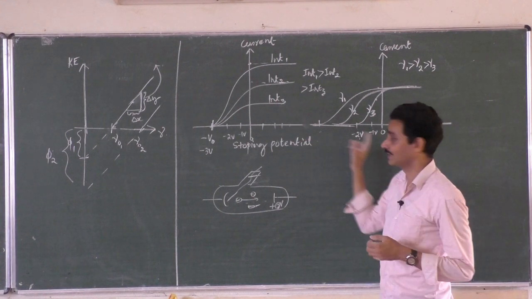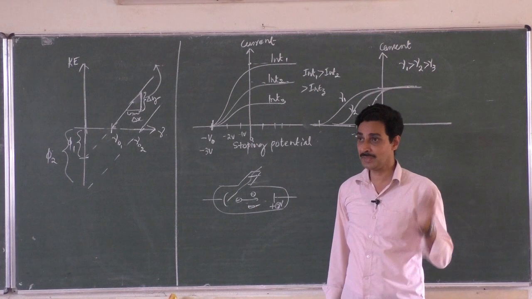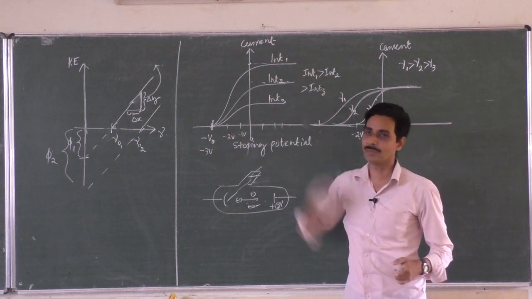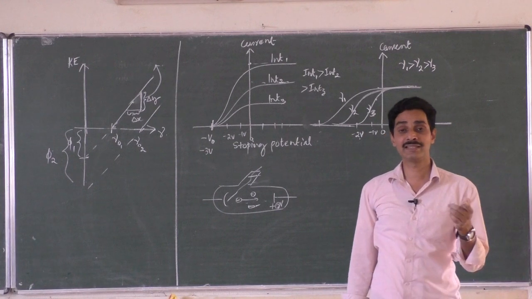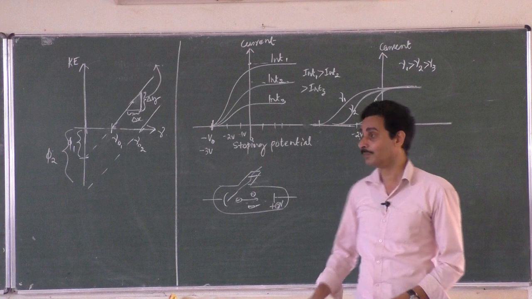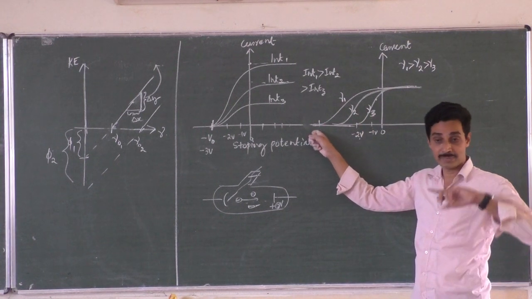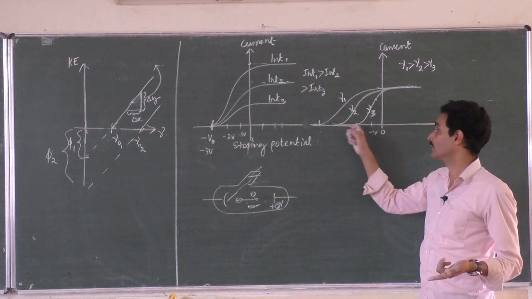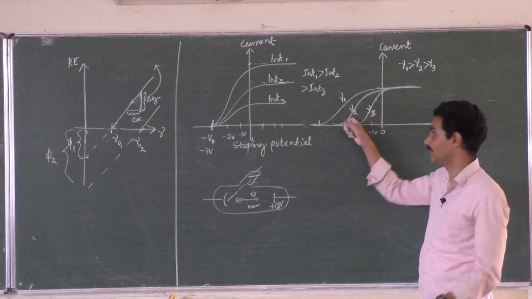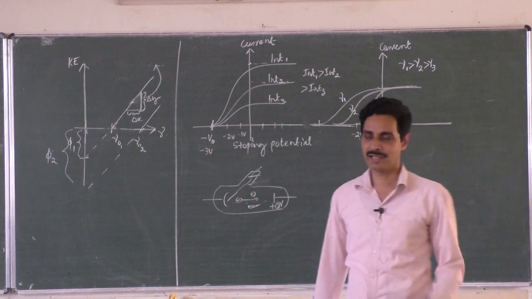What is the difference between this and this? This is for different brightness, but the same stopping potential. That means intensity changes the current, not the stopping potential. That means intensity does not depend on the kinetic energy of photoelectrons, their speed with which they move. Whereas frequency changes the stopping potential, depends on the incident frequency. It doesn't change the photoelectric current. So this dependence is explained.